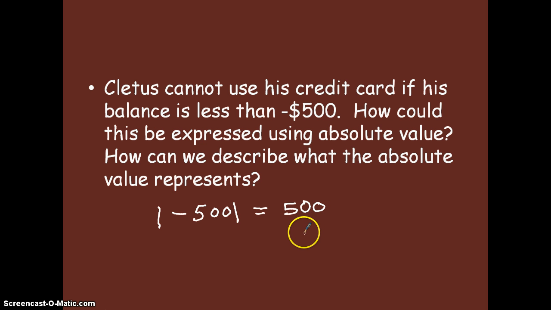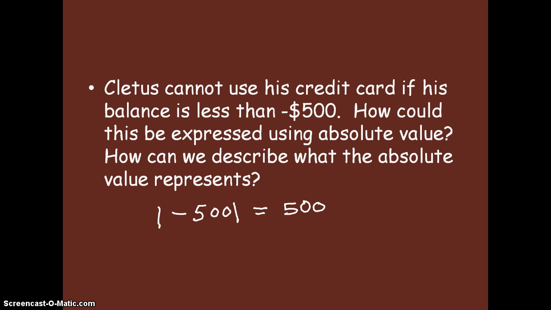Now, this would represent how much money he owes. He has run up a debt of $500, which would be $500 less than what he has. And once he gets to that point, he can no longer charge anything on his card. So negative 500, the absolute value of that would be $500. So once he has spent $500 on his card, once he has charged that much, he cannot charge anymore.